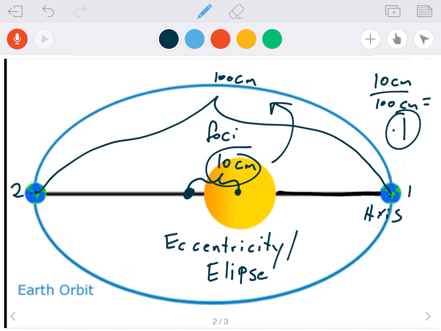And this is a weird calculation because there is no unit. It's just 0.1. The eccentricity is 0.1. It's not centimeters per centimeter, et cetera. So if your eccentricity is equal to 0, you're going to have a perfect circle. If your eccentricity is 1, you have a perfect straight line.